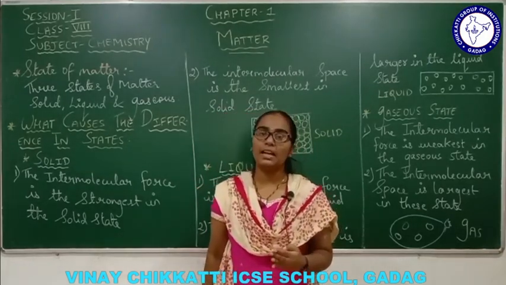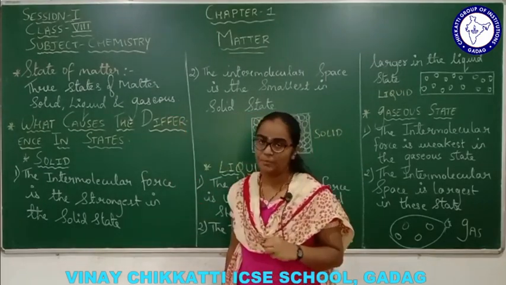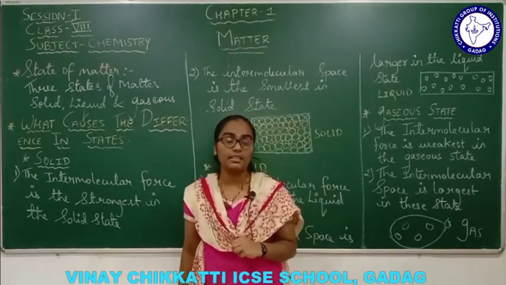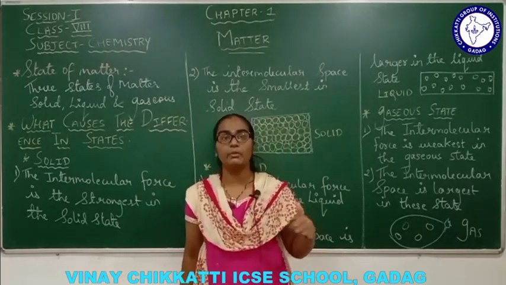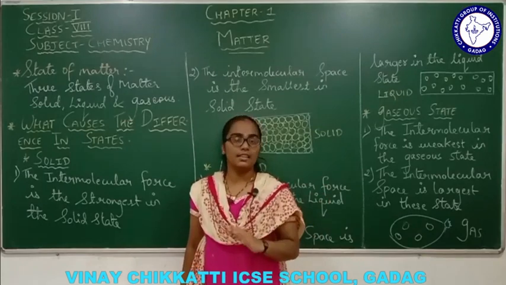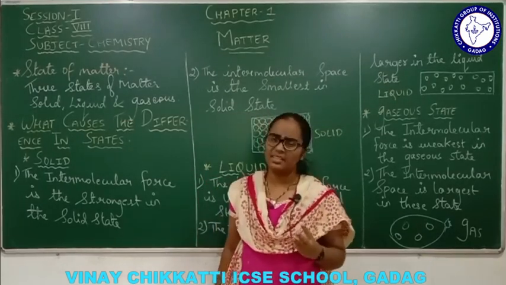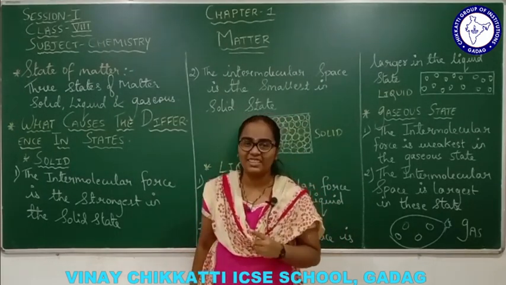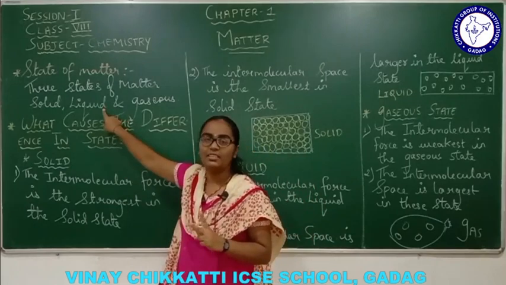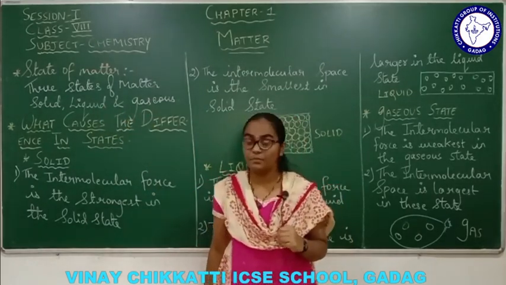Apart from that, we now need to study the states of matter. How many states of matter are there? You have known this since lower standards, maybe from the primary section itself. There are three states of matter. Let's recap once again, no worries about it. The first one is solid, the second one is liquid, and the third one is gaseous. So these are the three states of matter, right?